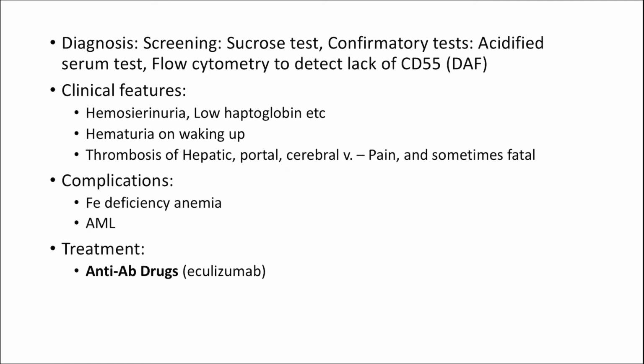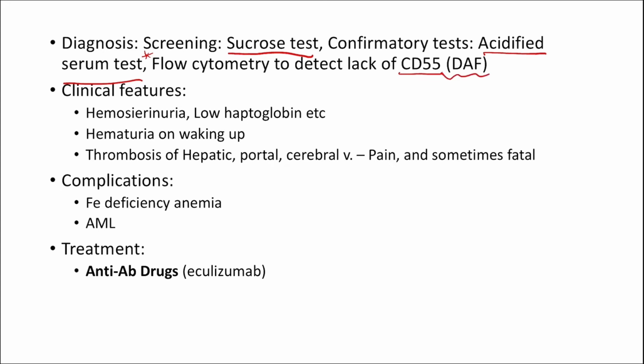So the diagnosis would be the sucrose test, where basically you introduce sucrose to their blood, and sucrose causes activation of the complement, and that would cause fixation. Or the acidified serum test, which again is just to activate it. And flow cytometry is the one that we use more likely, to detect the lack of CD55, which is the marker for DAF.